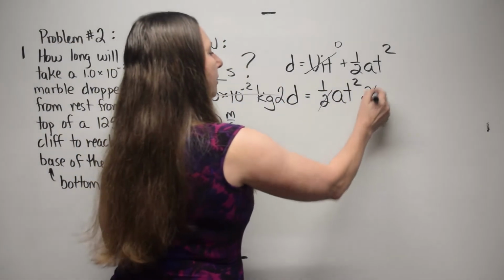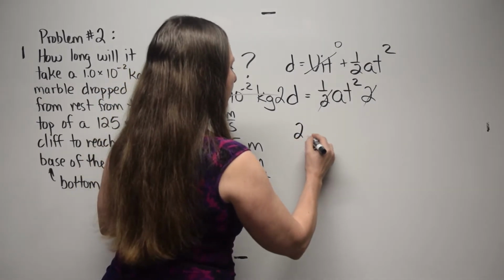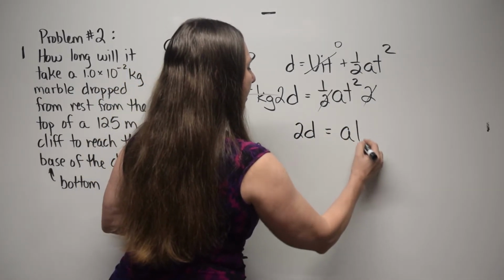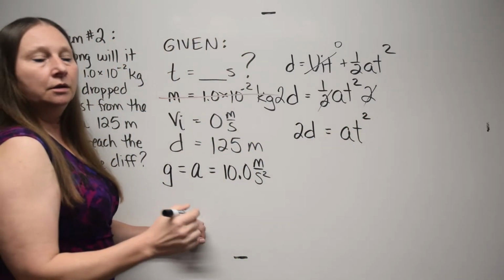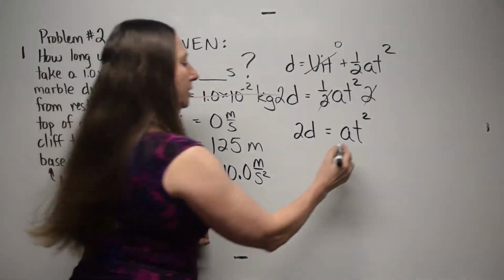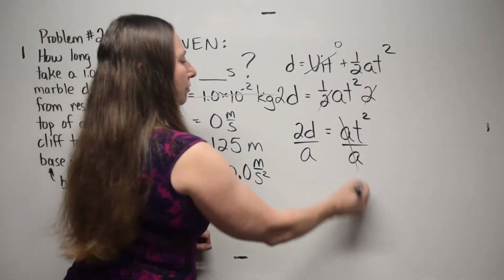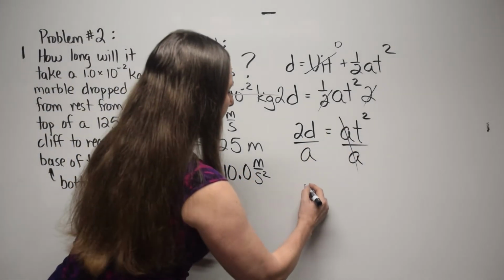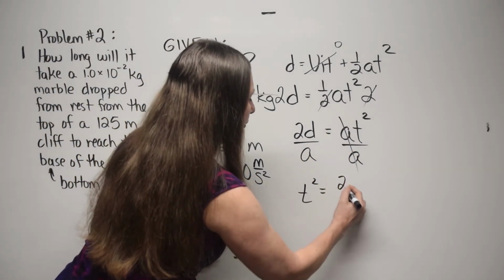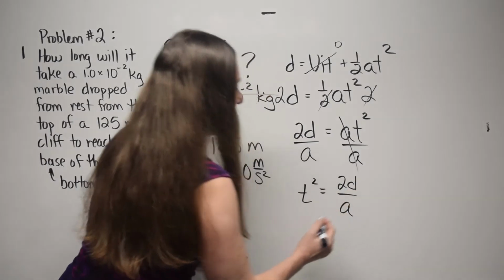All right, 2 on bottom, 2 on top. 2D equals AT squared. We're trying to get the time by itself. Divide by A on both sides. Cross that out. Flip it around. T squared equals 2D over A.